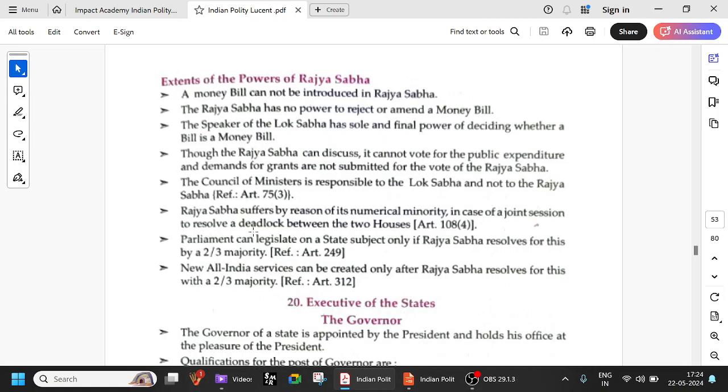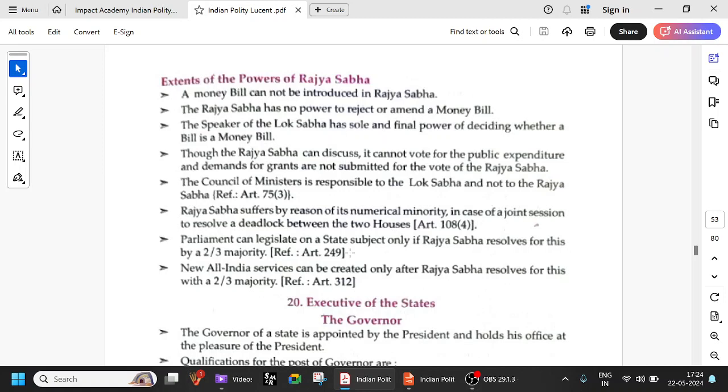So Parliament can legislate on a state subject only if Rajya Sabha resolves for this by two-third majority, and the new All India Services can be created only after Rajya Sabha resolves for this with a two-third majority. Okay, so this is very important because these are two cases where Rajya Sabha is actually more powerful than the Lok Sabha. Most of the times you can see that Lok Sabha is more powerful, but in cases like this, where Parliament can legislate on a state subject only if Rajya Sabha resolves for the purpose.